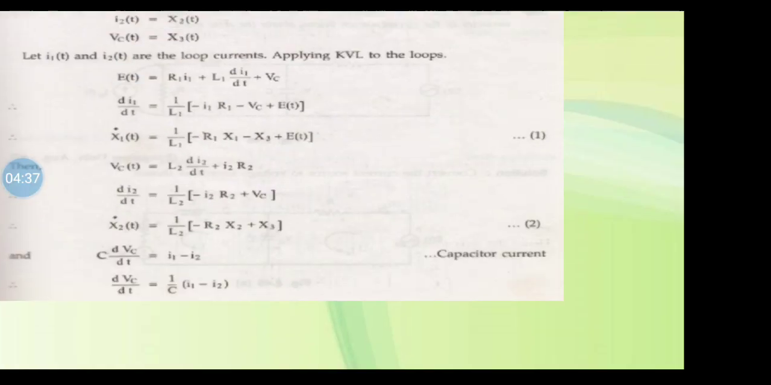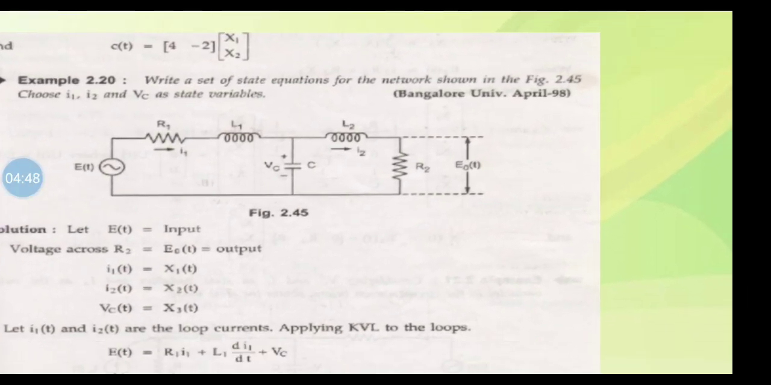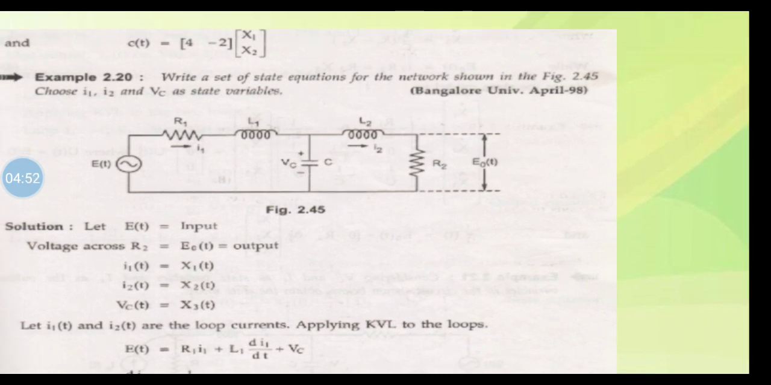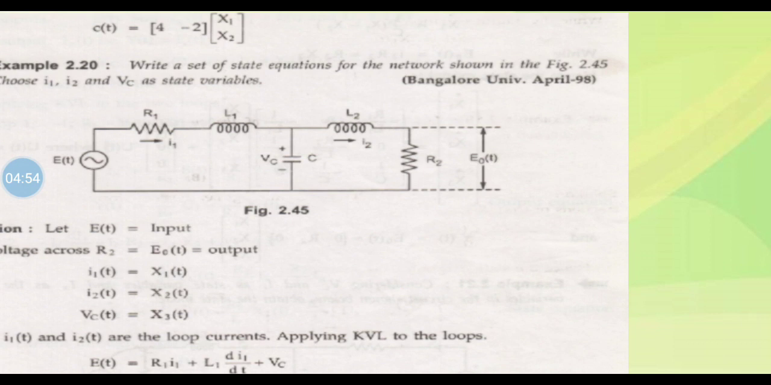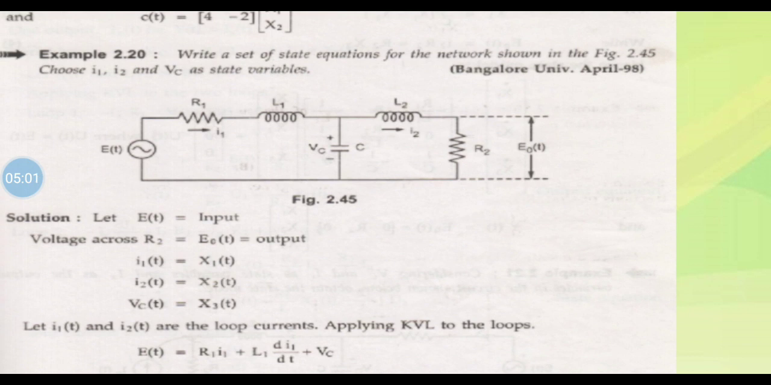Okay, now we'll see the next problem. The problem given is, write a set of state equations for the network shown in this figure. Choose I1, I2 and Vc as state variables. Let E of t be the input.